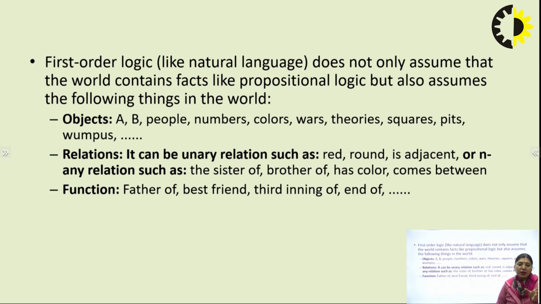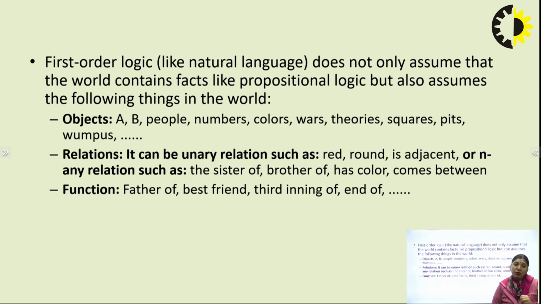Now these objects have certain relationships which we have to represent as relations. It's mentioned that a relation can be a unary relation. That means, for example, red, round, adjacent, or we can say any relationship. You can have unary, binary, tertiary, or n-ary relationships. A relationship can be of any type, n number of types. Examples of n-ary relations are sister of, brother of, has color, comes between, and many more. So we have to maintain the relationship between the objects for the representation.